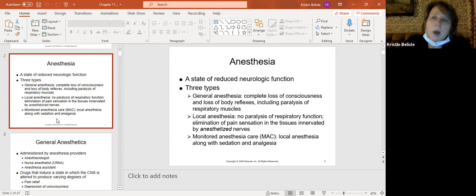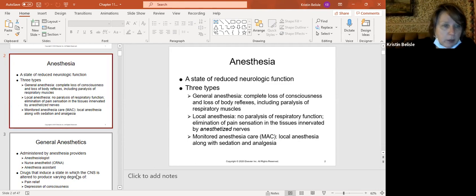We do want to monitor these patients, though, because sometimes we can give a little too much and it can create issues for the respiratory function. So we want to be very careful. And then we have monitored anesthesia care: local anesthesia, along with sedation and analgesics. So we can do this combination to work on people. We're going to talk a little bit about it.